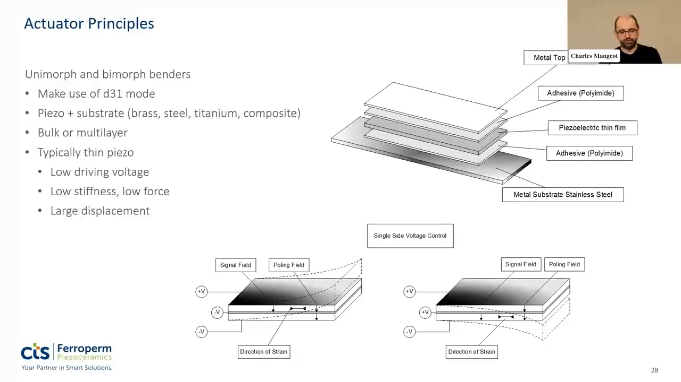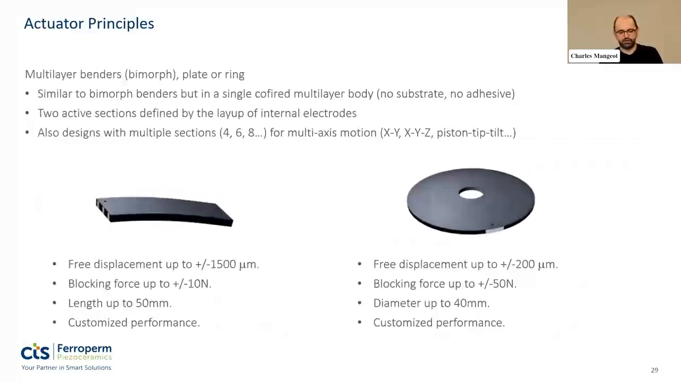Bending actuators, here we're moving to D31 type. You use the contraction in D31 by placing the piezo on a substrate, which can be different materials. When you contract the piezo, so you increase the voltage, it will contract in D31, and since it's constrained against the substrate, it will tend to generate a bending motion. And you can do that with piezo on one side or on both sides. It's typically a thin piezo, so very low stiffness, but large displacement.